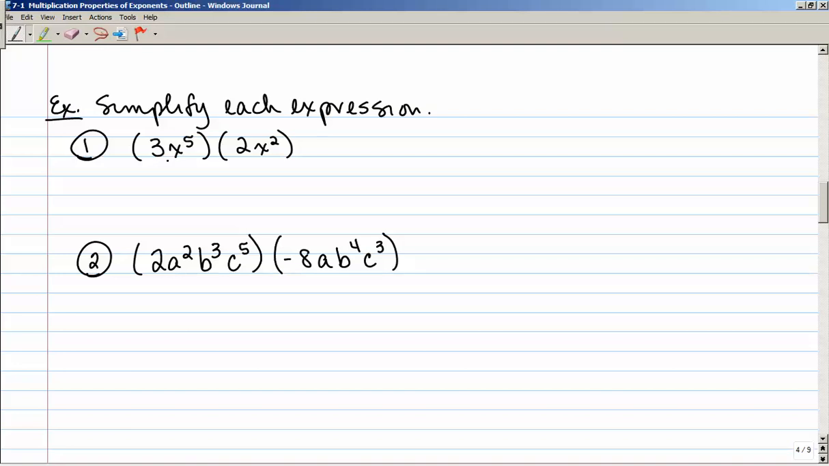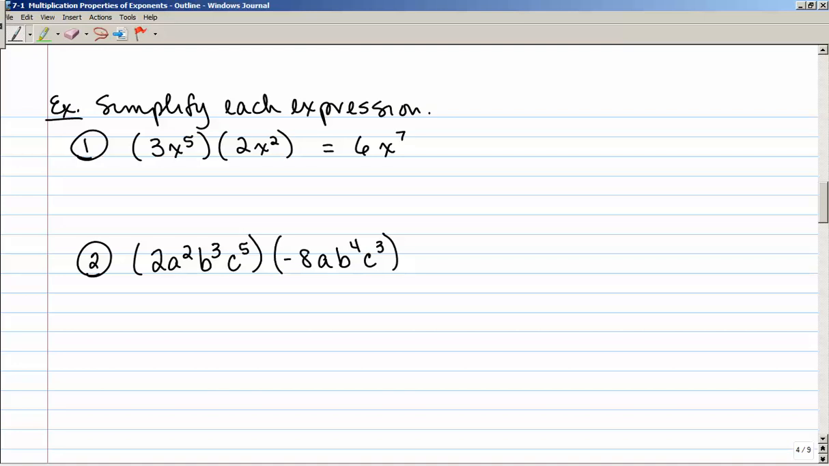Let's simplify each one of these. The quantity 3x to the 5th times 2x squared. I want to multiply my two coefficients, my two numbers out front. That gives me 6. And then since x to the 5th is a power and x squared is a power, they have the same base, which is x. I'm going to add their exponents. That would be 6x to the 7th.